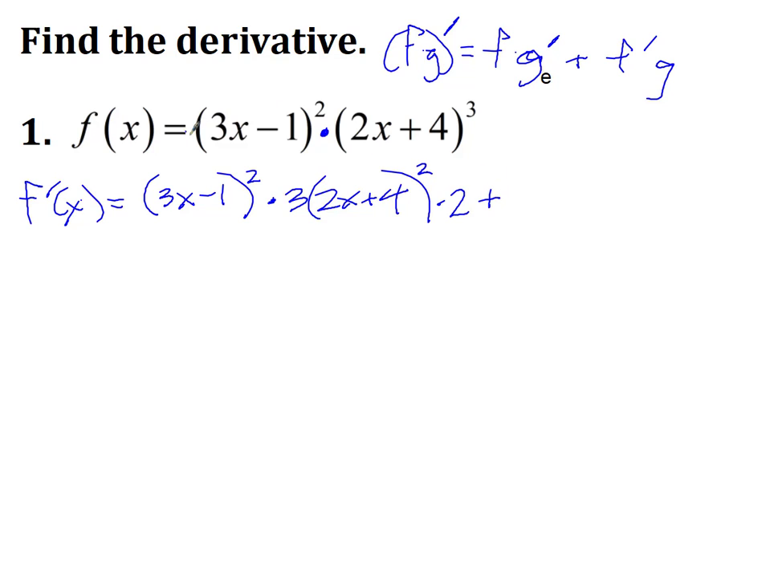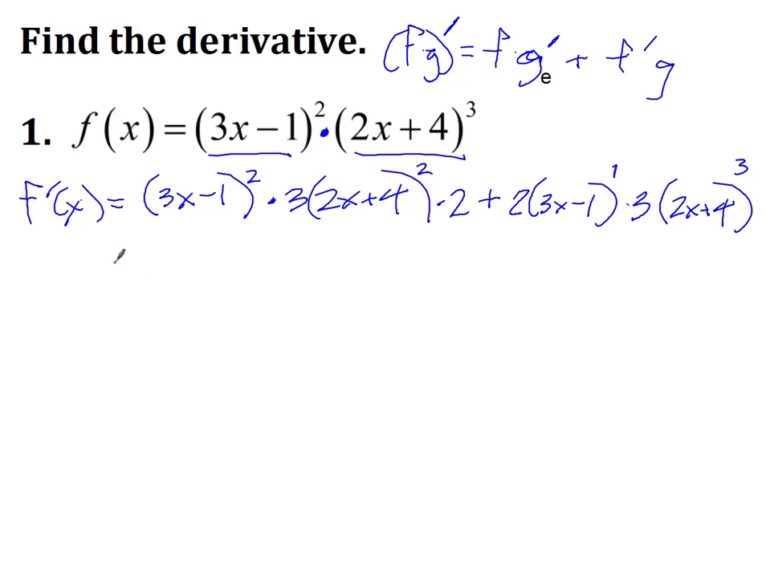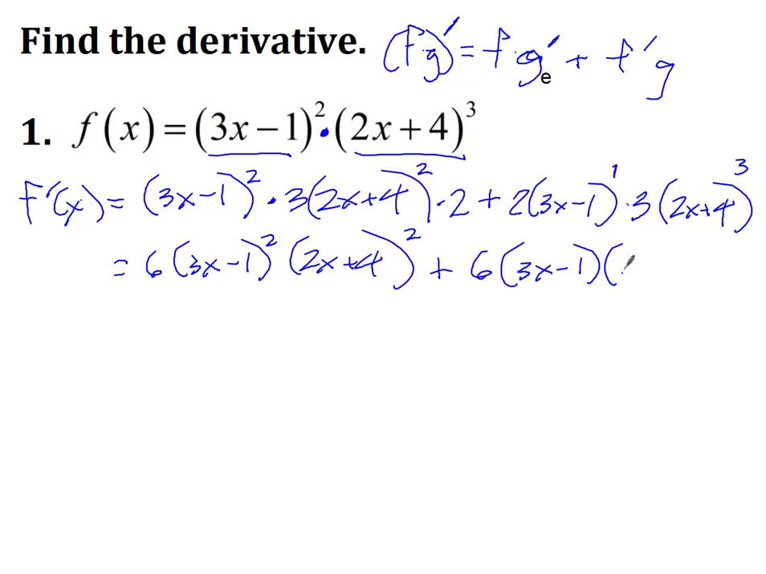Now plus the derivative of the first component. That'd be 2 times (3x - 1), subtract 1 from the exponent to get the first power, times the derivative of what's inside, which would be 3, times the second component intact. I'm going to clean this up. So I end up with 6(3x - 1) squared times (2x + 4) squared, plus 6 times (3x - 1) to the first power times (2x + 4) cubed.